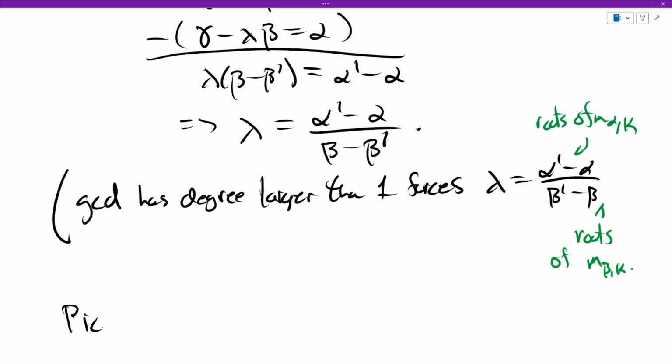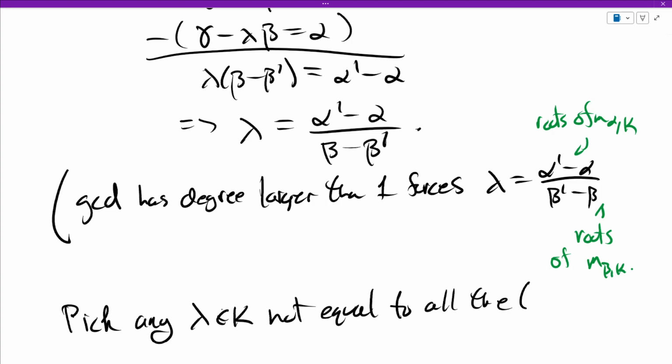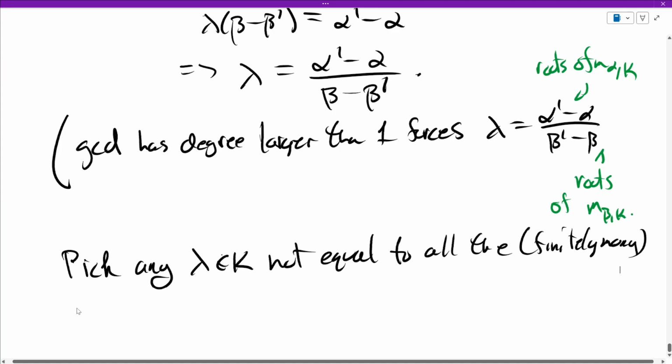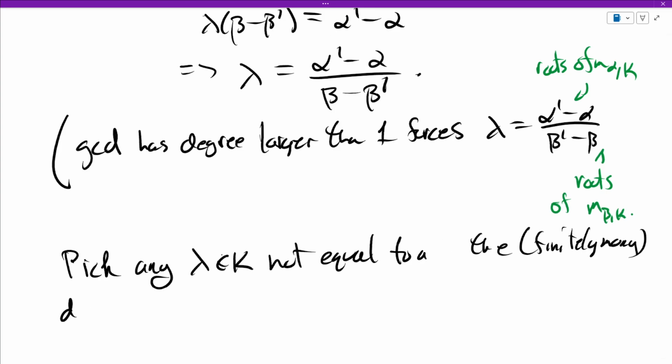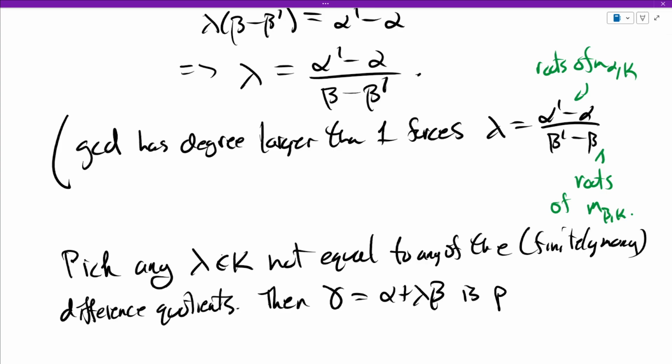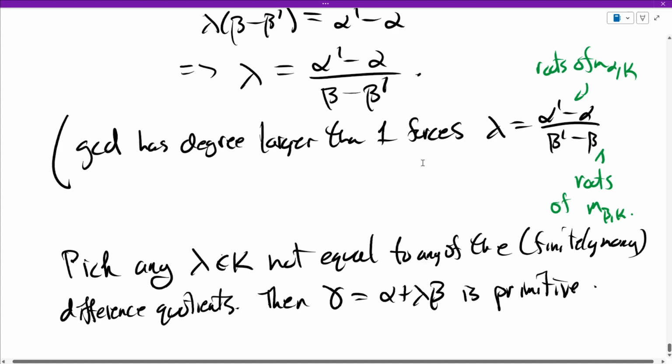So pick any lambda in k not equal to these expressions, the finitely many difference quotients. Right? Then gamma is alpha plus lambda beta is a primitive element, because the GCD would then be degree less than or equal to 1, but therefore has degree exactly 1 because the minimal polynomial divides it. So it says the minimal polynomial has degree exactly 1, and finally beta is there.